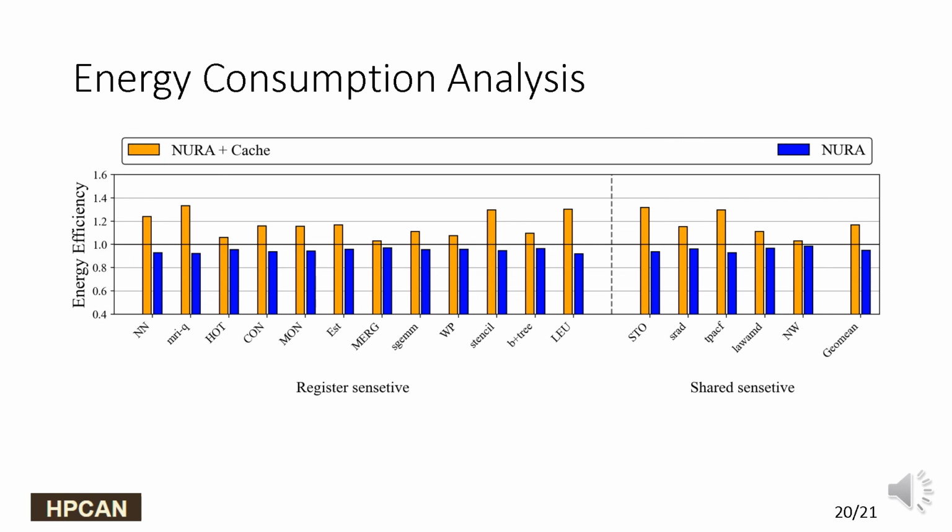This figure shows the relative energy efficiency of NURA and NURA cache normalized to baseline. We make a key observation. NURA degrades the GPU energy efficiency by 5%, while NURA cache improves the GPU energy efficiency by 17% on average compared to baseline. NURA hurts GPU energy efficiency due to the fact that the energy per access of remote register is higher than a local register, while the energy per access to a cached register file or shared memory, which is remote, is the same as the local register file or shared memory.